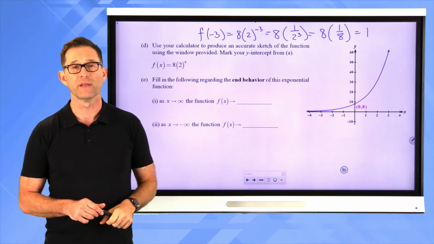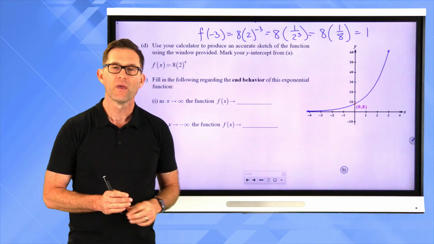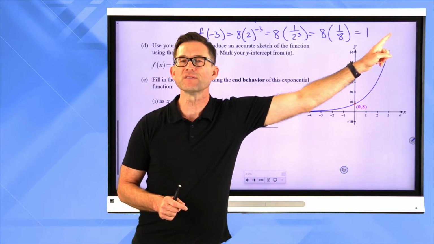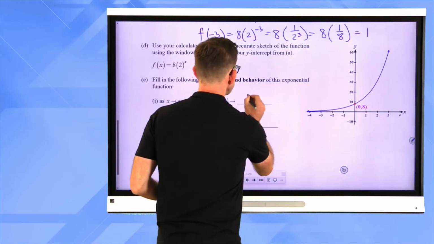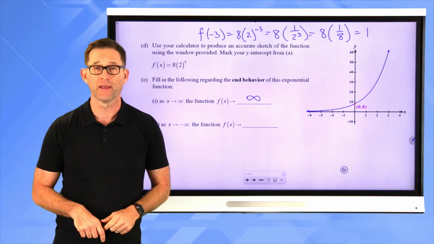Let's take a look at letter E. Fill in the following regarding the end behavior of this exponential function. As x goes to infinity, the function f of x goes to, and as x goes to -infinity, the function f of x goes to. Well, as x goes to positive infinity, it's pretty easy to see that this function is just increasing without bound. So we would say that as x goes to infinity, f of x also goes to infinity.